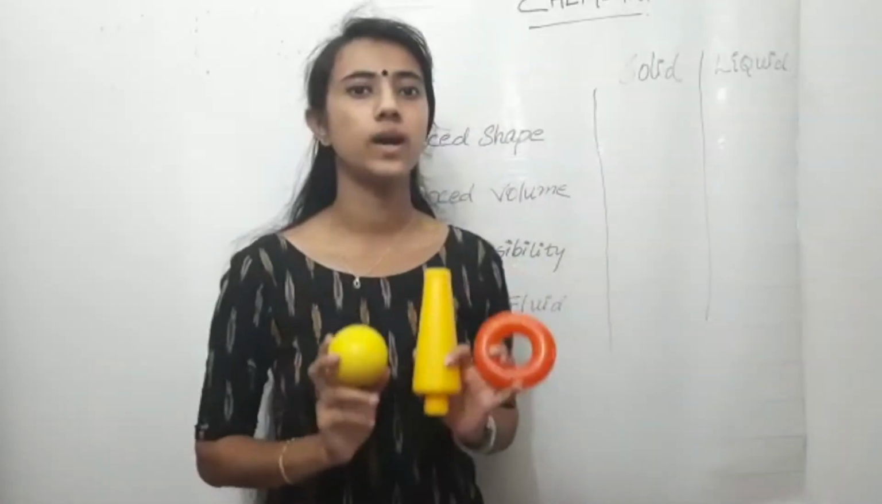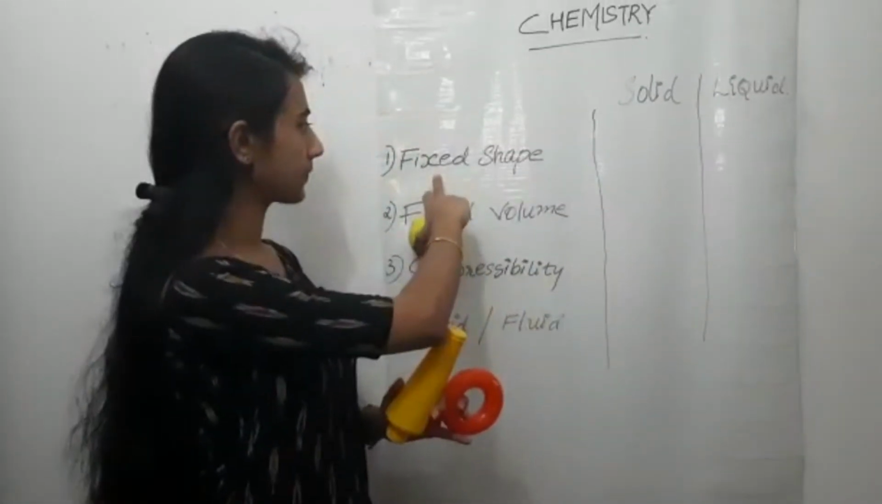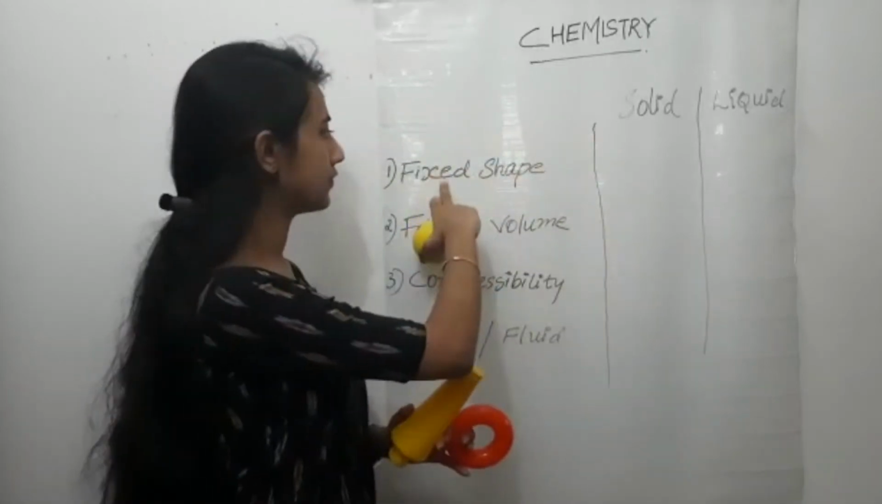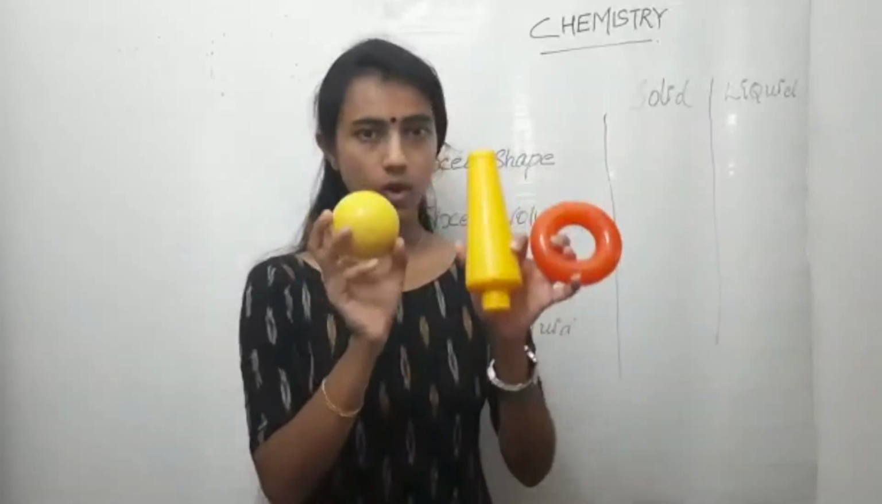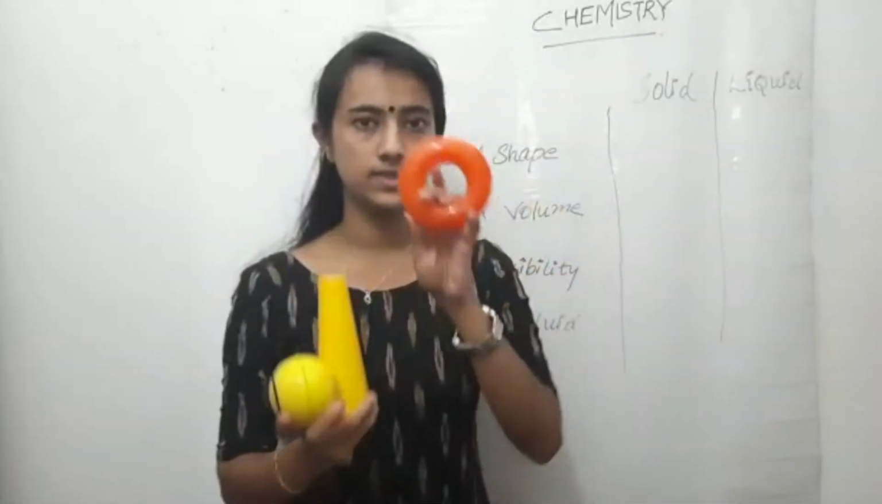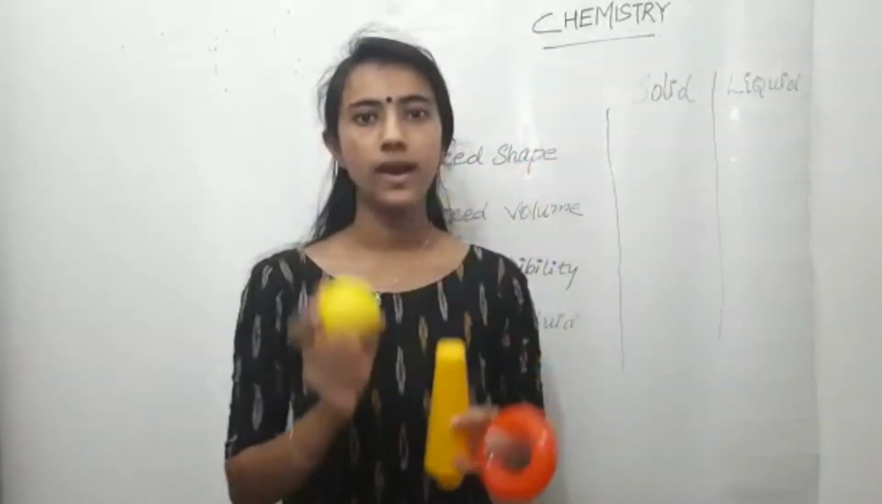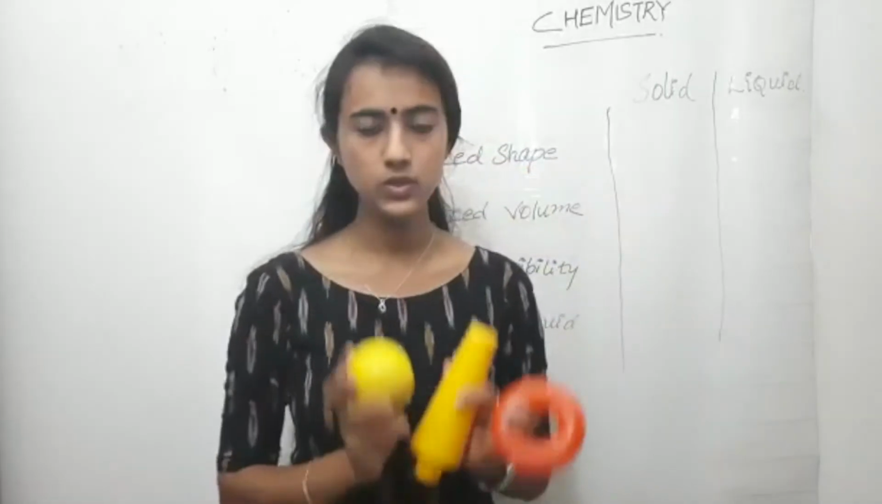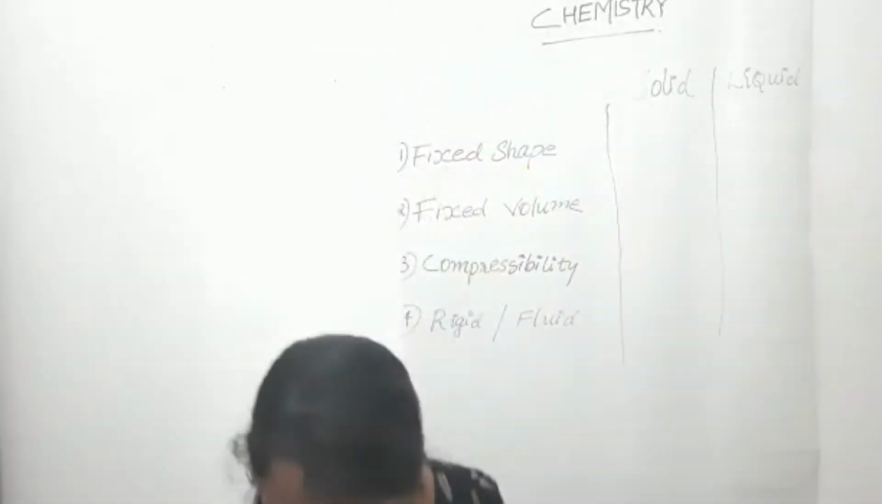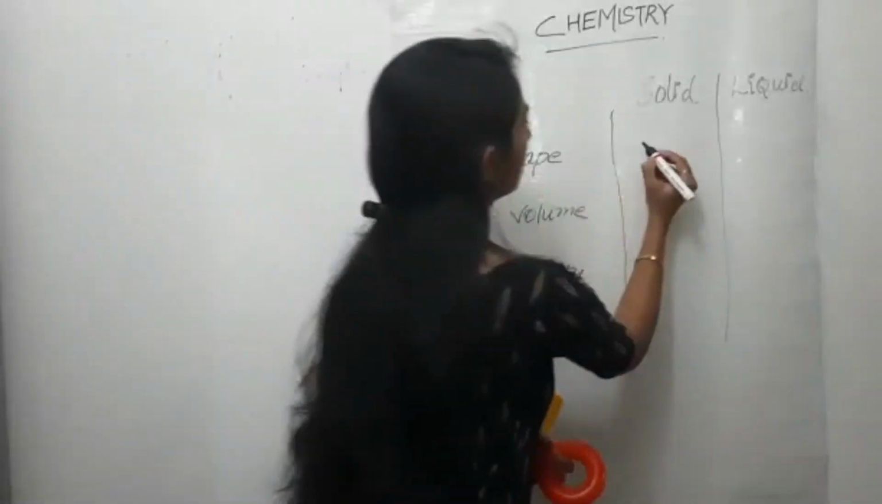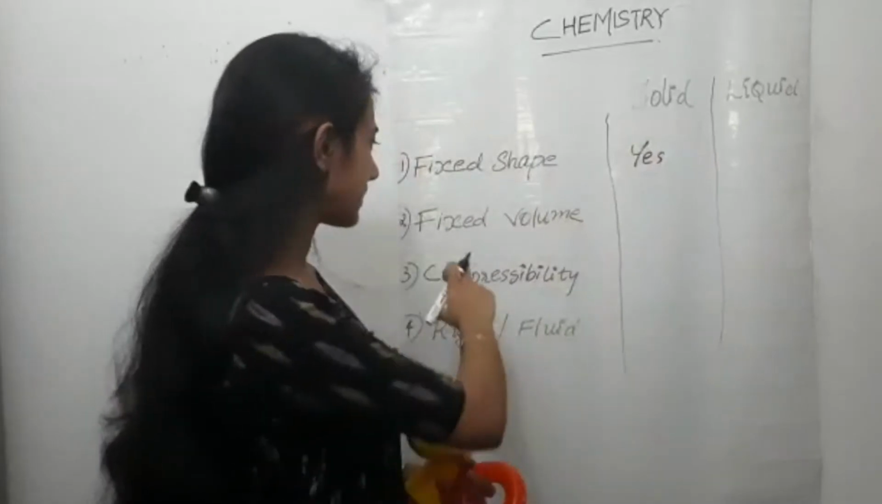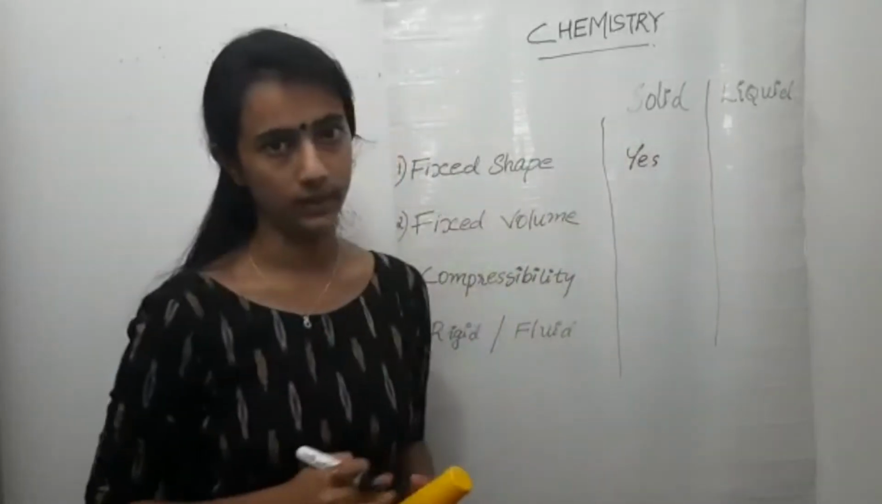So here we are checking the first property of solids, that is fixed shape. You know that these are all shapes: a circle, a cone and a sphere. So you can clearly say that solids have a fixed shape. The next property is fixed volume.